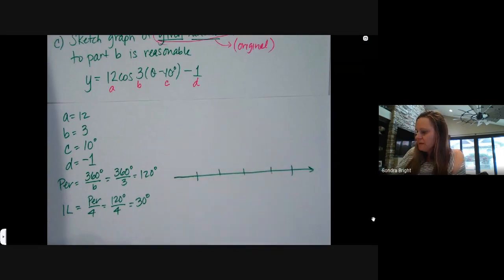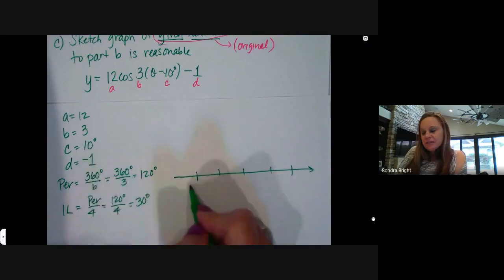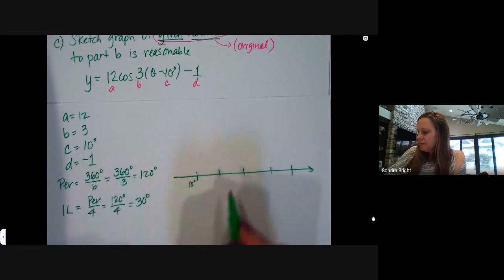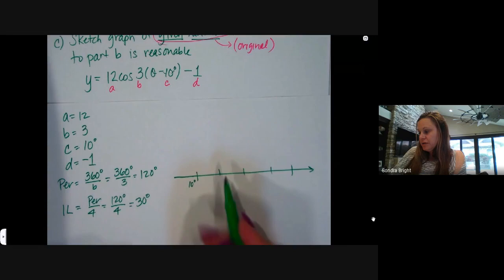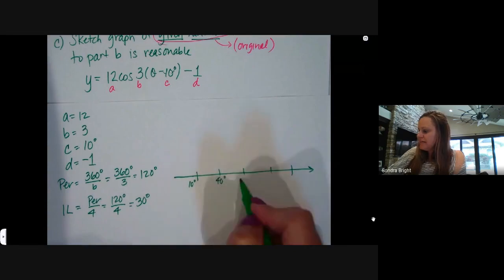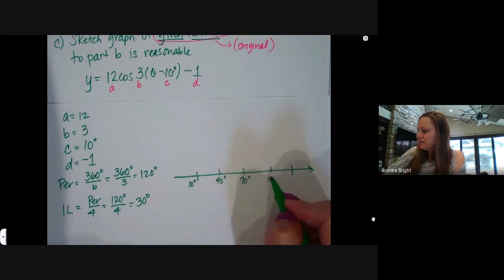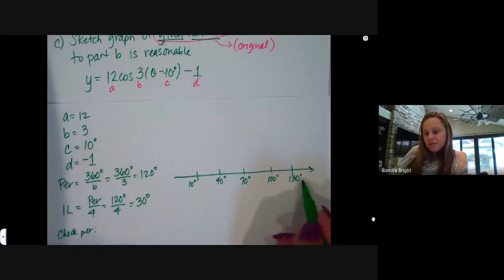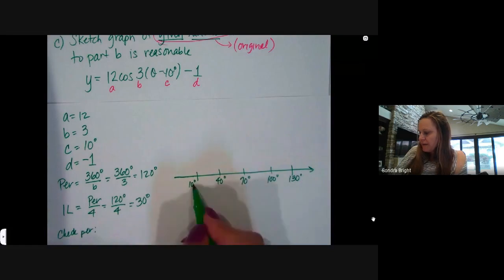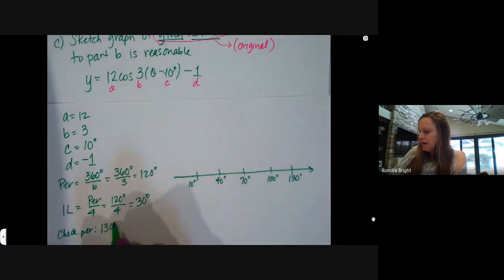C is going to be your first tick mark, 10 degrees. You're going to add the increment length to get the next one. So 10 degrees plus 30 degrees would give you 40 degrees. Plus 30 degrees will give you 70 degrees. Plus 30 degrees will give you 100 degrees. And then plus 30 is 130. Let's check that period. Make sure my tick marks are right by taking the most right point, subtracting from it the most left point. So 130 minus 10 gives you 120. Yep, check. Our period is correct.